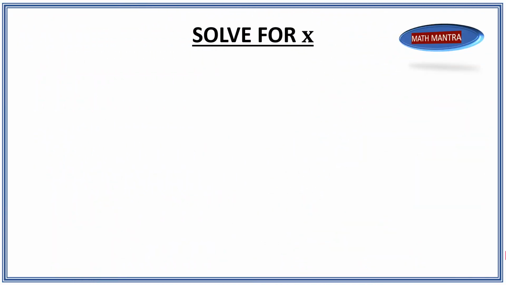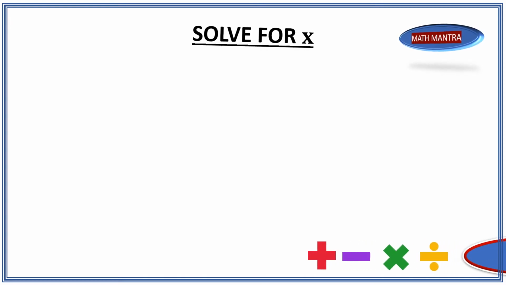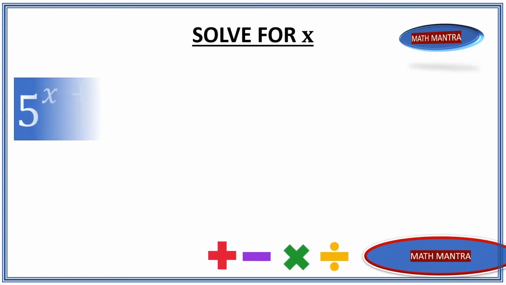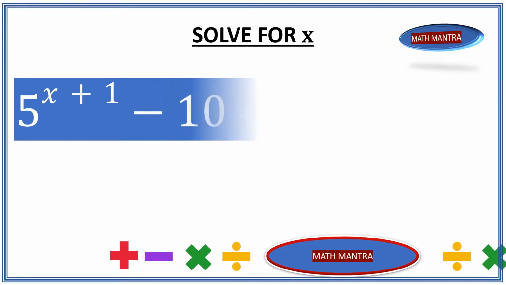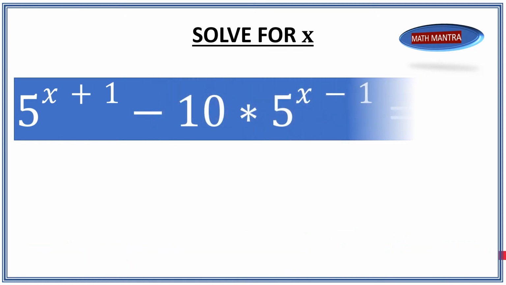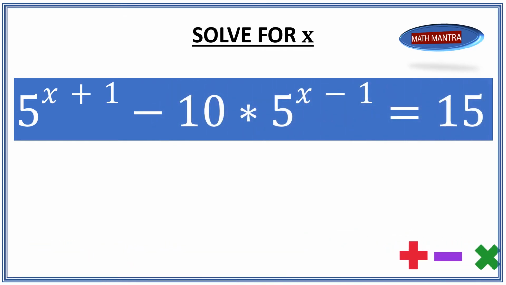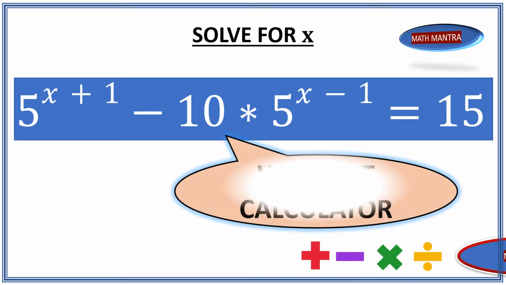Welcome to Math Matra. Today in this video we will talk about the problem to solve for x, that is 5 to the power of x plus 1 minus 10 times 5 to the power of x minus 1 is equal to 15, without using a calculator.